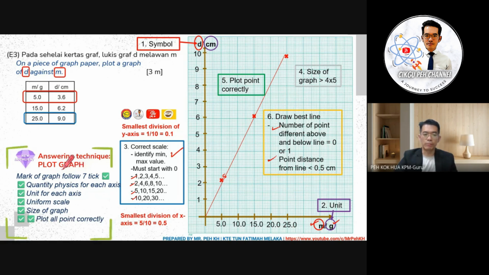Then the next will be all the points plotted correctly. So here I have only 3 points now. Normally it will be 5 points as I mentioned to you just now. Then the baseline, we have two requirements, which I also explained already. If you fulfill these 7 ticks, you can get full 3 marks for this question. Okay, then let us go through the related questions to the graph also.